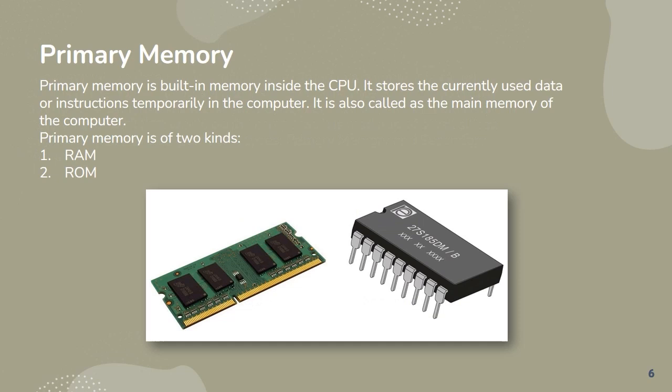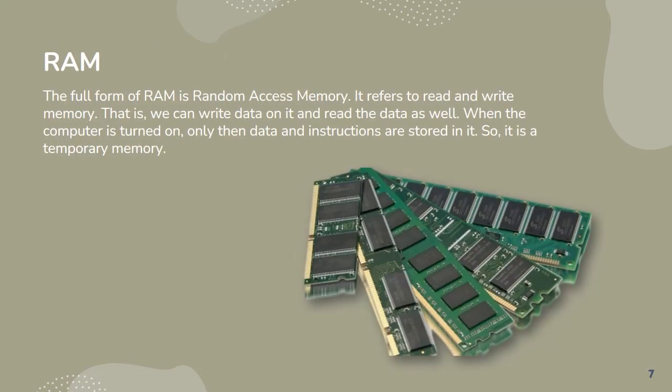Primary memory. Primary memory is built-in memory inside the CPU. It stores the currently used data or instructions temporarily in the computer. It is also called as the main memory of the computer. Primary memory is of two kinds: 1. RAM, 2. ROM. RAM. The full form of RAM is Random Access Memory.